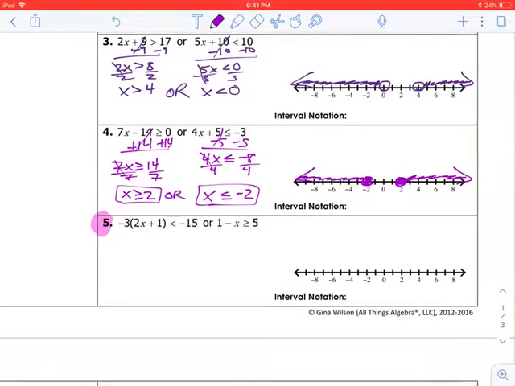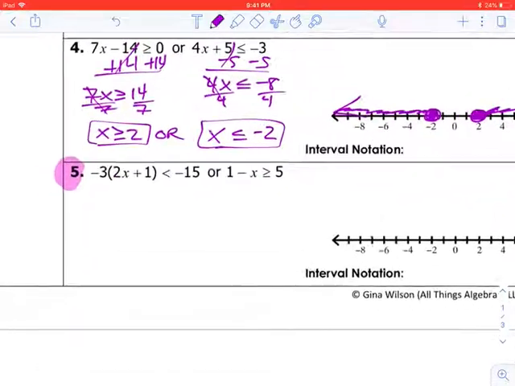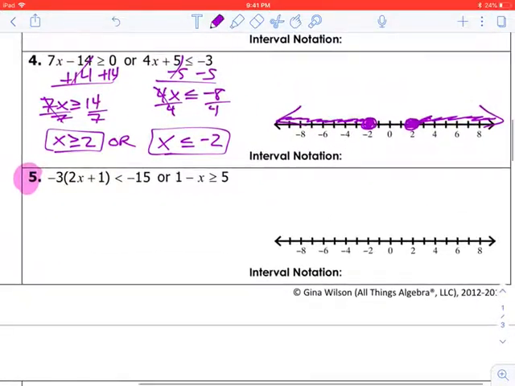All right, so I'm going to go ahead and challenge you to do this one. Okay, so if you need to pause it and write that down, whatever you need to do, go ahead and do so. And then we're going to go to the back side.